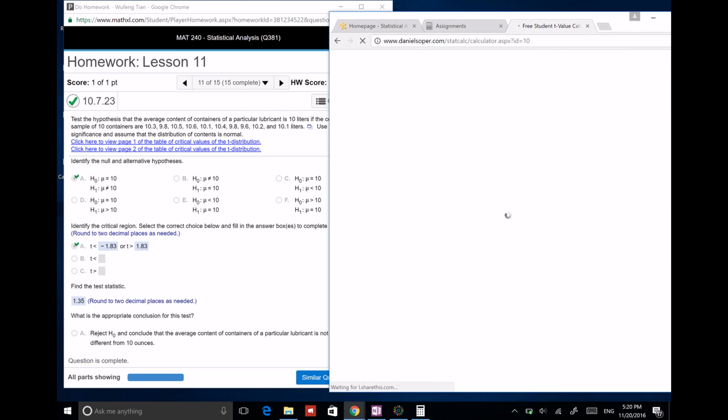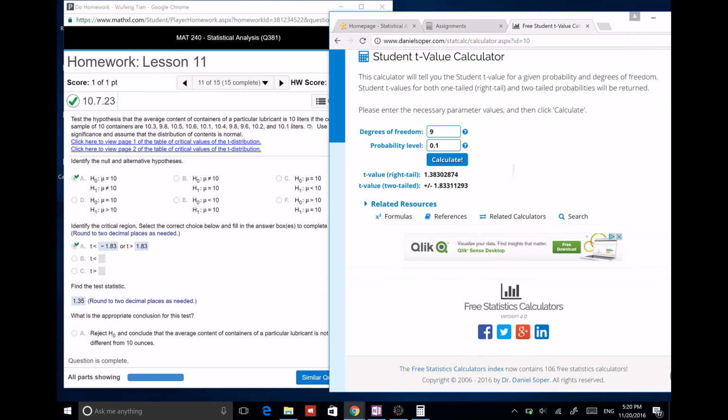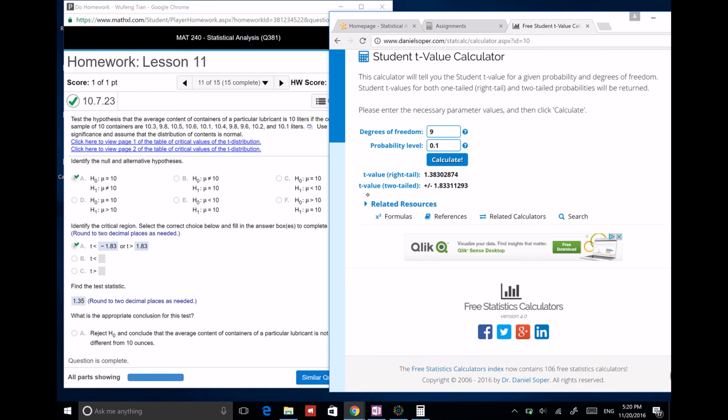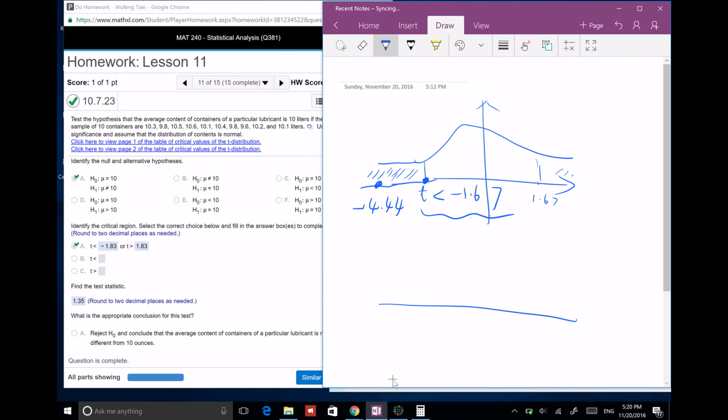calculate. So now you have 0.1 level, and the degrees of freedom is 9. And you find out that the t value, two tail, because it's not equal, two tail is negative 1.383, positive 1.383. You reject it if it comes to this region or this region.